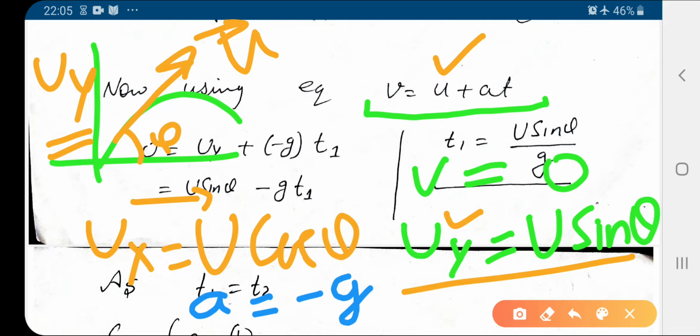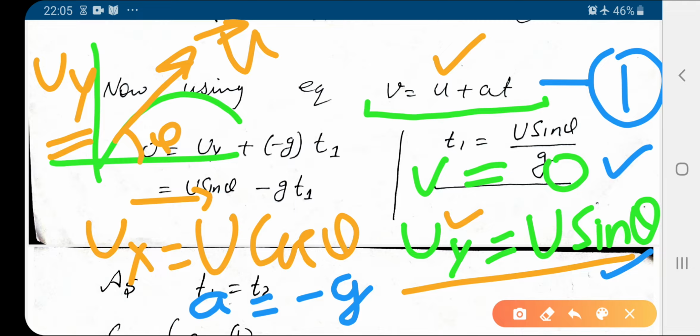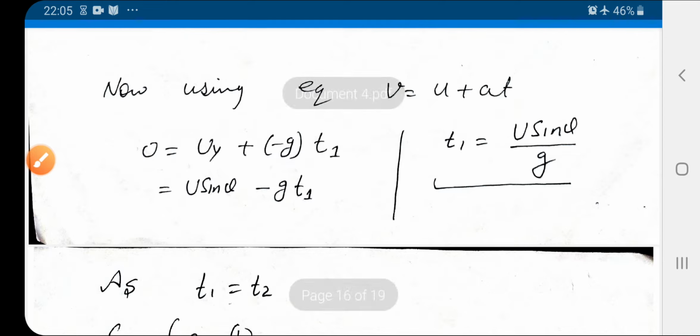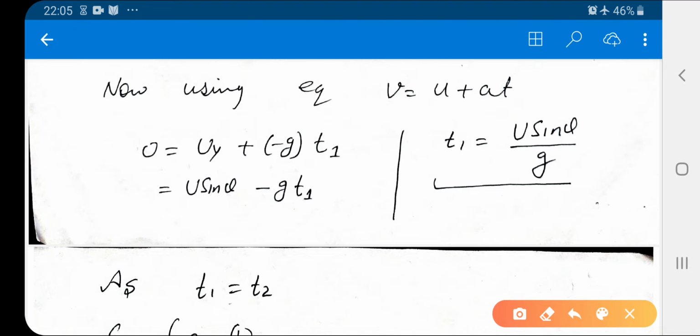So substituting these three values in this equation, we proceed as follows. v is 0 here, uy, and a is equal to minus g, and uy is u sin theta, so 0 as it is.